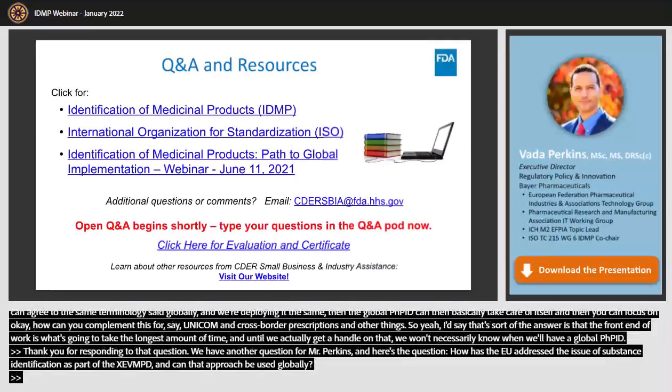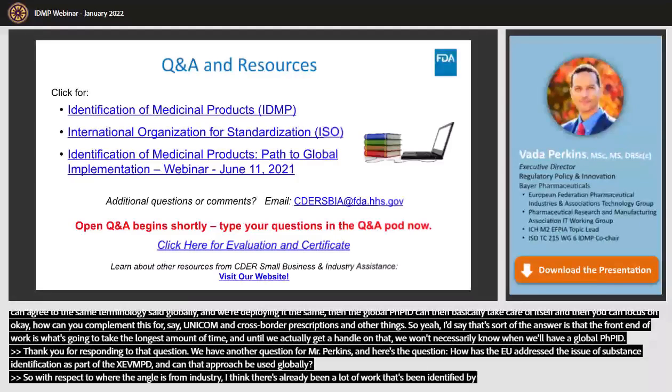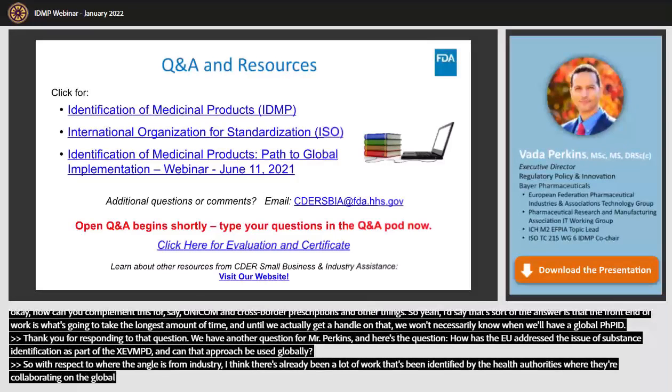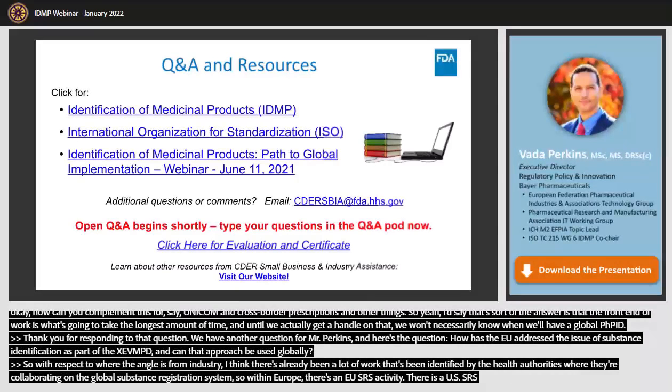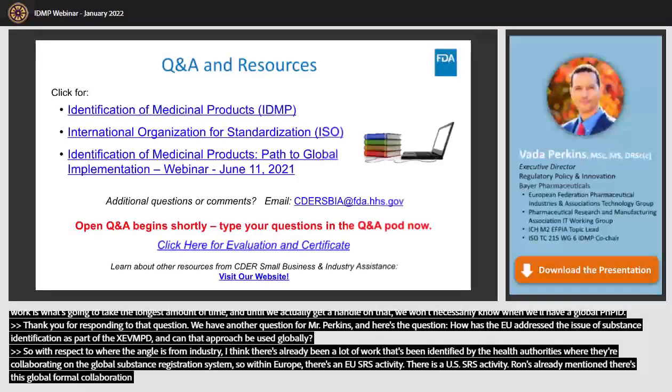With respect to where the angle is from industry, I think there's already been a lot of work identified by the health authorities where they're collaborating on the global substance registration system. Within Europe, there's an EU SRS activity. There is a US SRS activity. Ron's already mentioned there's this global formal collaboration between both those organizations. And I do know that the EU SRS team and the US SRS team have been working together. So I would point to that.